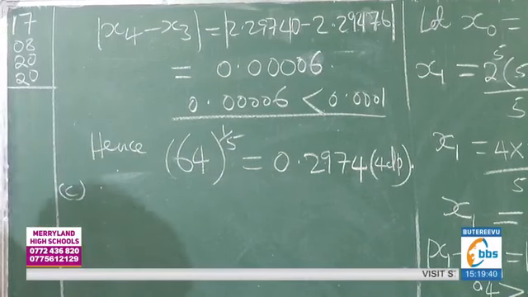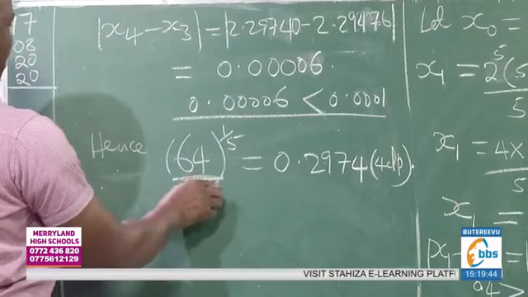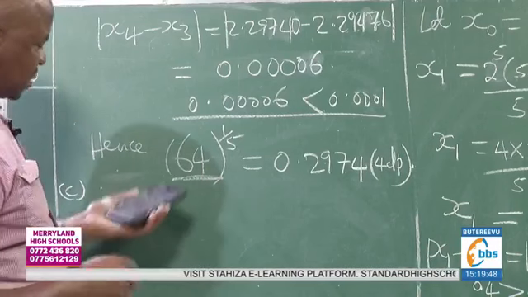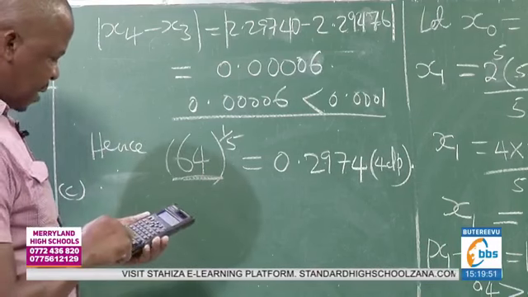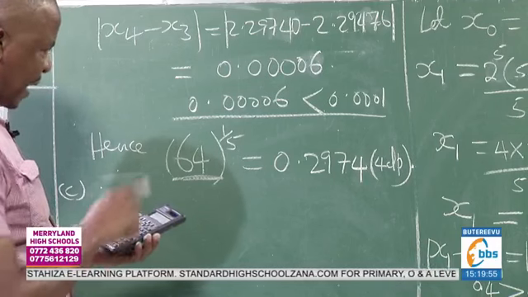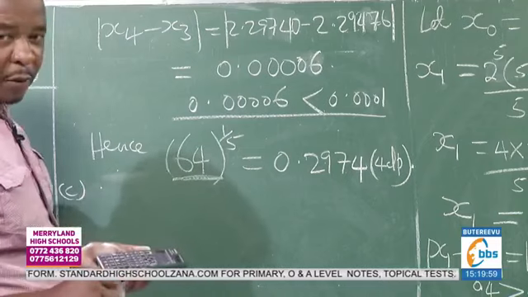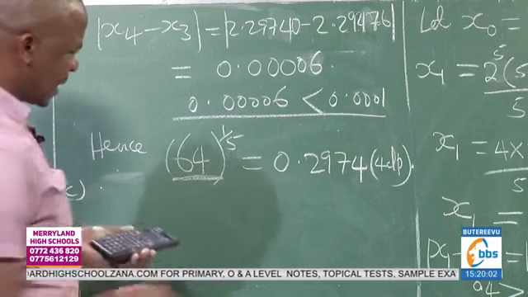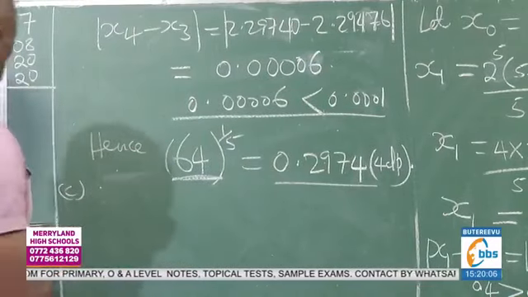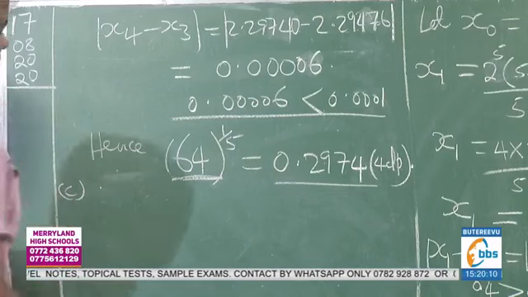You can verify. I want to emphasize that if you directly used your calculator to find the fifth root of 64, it should agree with the answer we have got to the same degree of accuracy. You must get exactly this. But we have used a formula that we are calling the Newton-Raphson method formula.